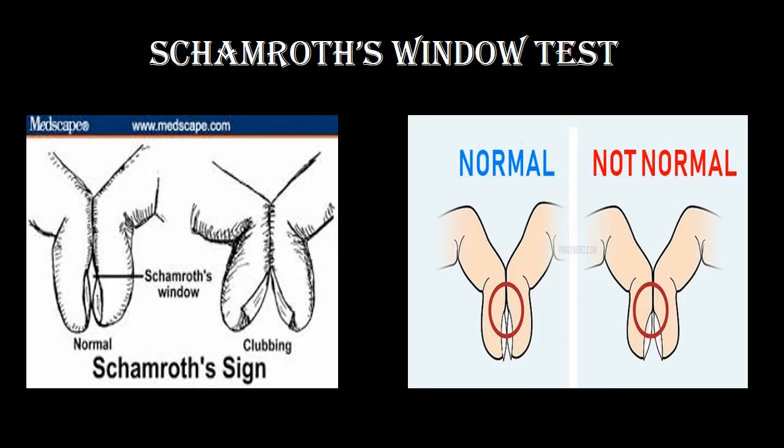Schamroth's window sign is considered an alternative method. In that, approximate the nails of two fingers, preferably the thumbs of both hands, and look for the normal lozenge-shaped gap between the two nails and the proximal nail folds. In clubbing, this diamond or lozenge gap is either reduced or obliterated.